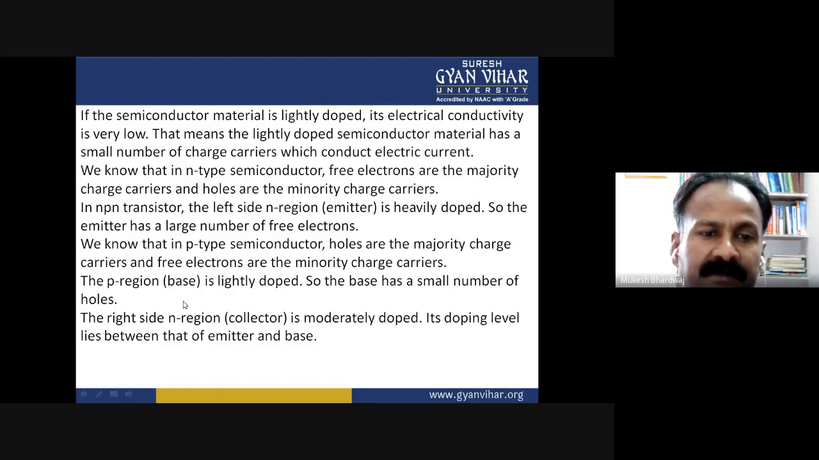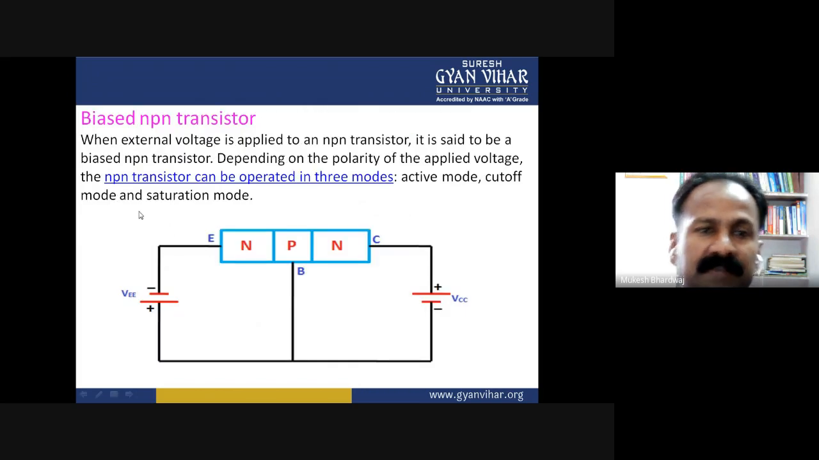The right side N region is moderately doped. Its doping level lies between the emitter and the base. Biased NPN transistor. When external voltage is applied to an NPN transistor, it is said to be a biased NPN transistor. Depending on the polarity of the applied voltage, the NPN transistor can be operated in three modes: active mode, cutoff mode, and saturation mode.